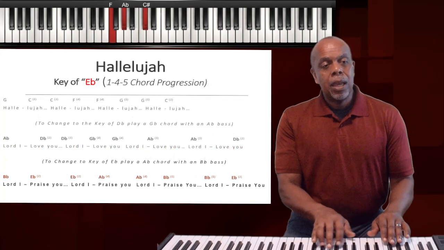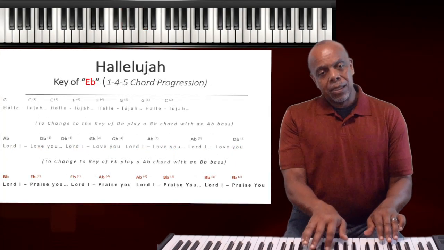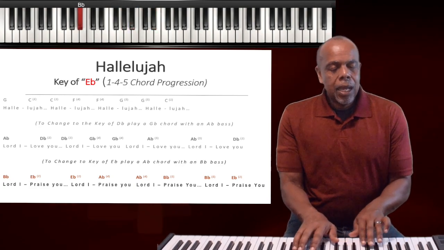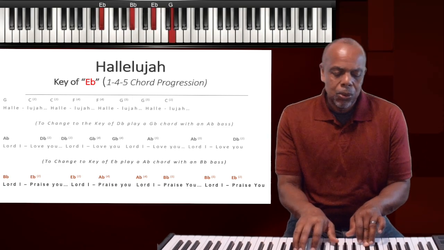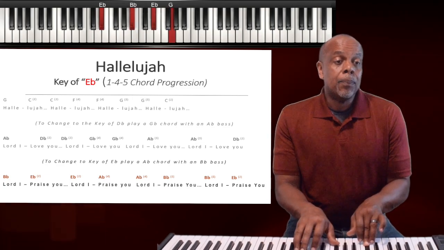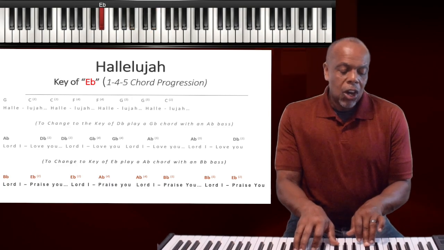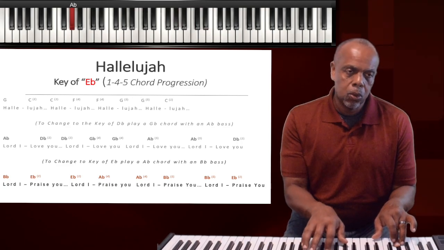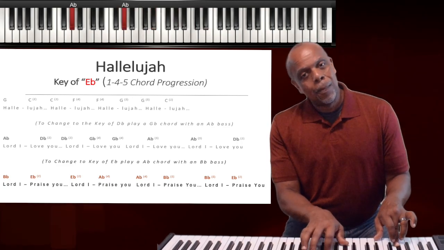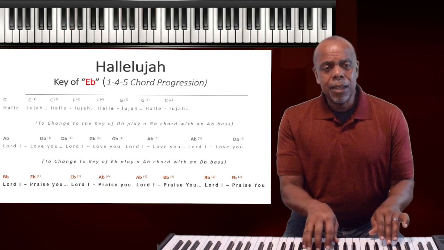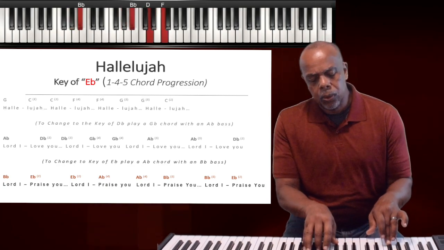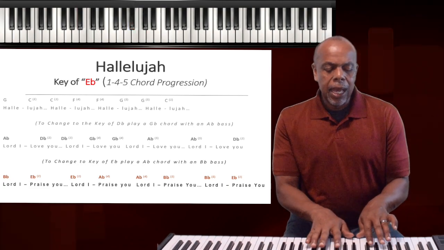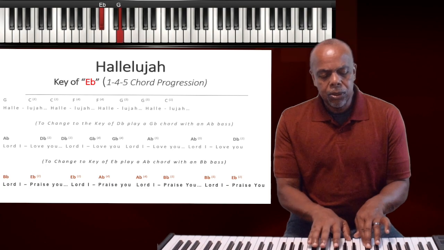We're going to take it up to the E flat chord. We're going to modulate one more time. A flat with a B flat in the bass. And Lord, I praise you. Lord, I praise you. And we're going to go to the 4, Lord, which is the A flat. Praise you. Okay, to the 5, which is the B flat. Lord, I praise you. And resolve back to the 1. Lord, I praise you.